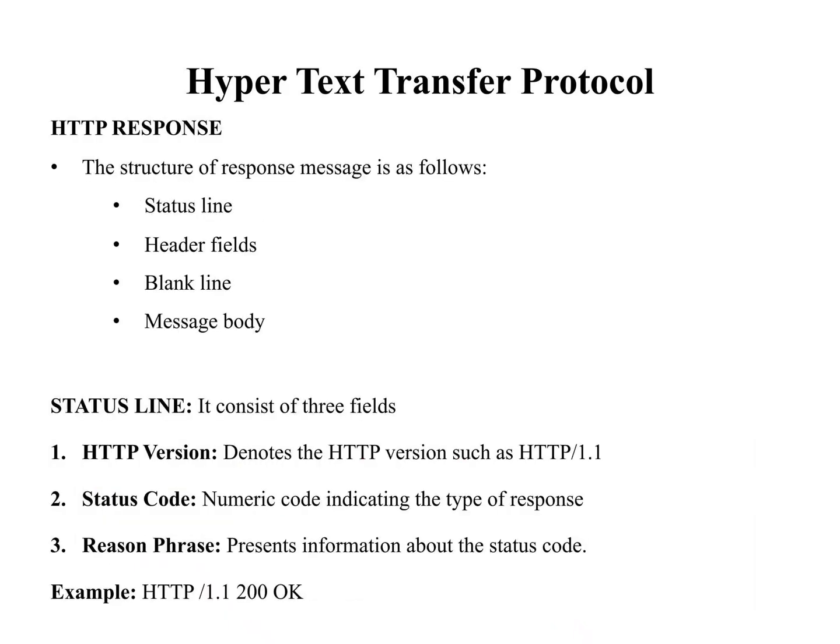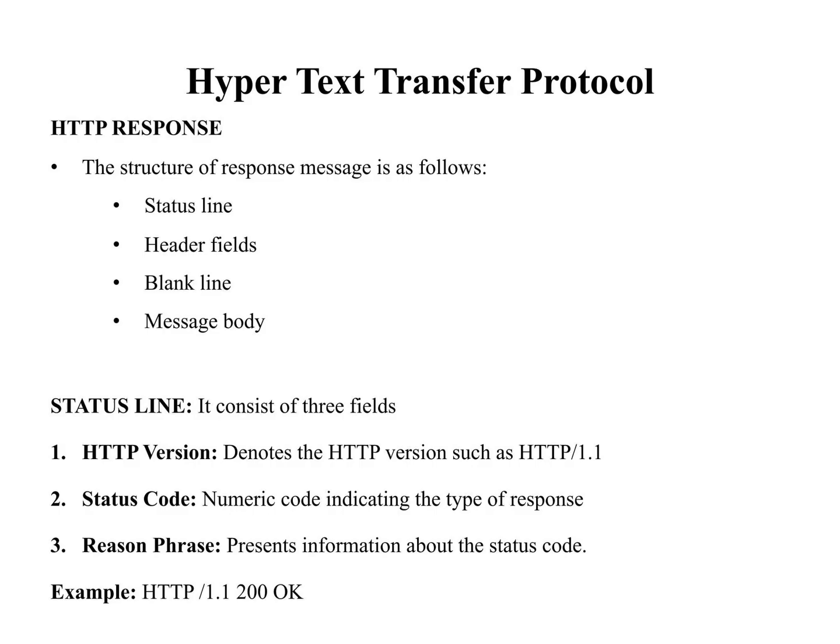Next, the HTTP response, basic structure. In the previous slide we saw the basic structure of an HTTP request. Here we have status line, header field, blank line, and message body. The status line again contains three fields: HTTP version, status code, and reason phrase. The version is HTTP/1.1, the status code is a numeric code, and the reason phrase presents information about the status code.